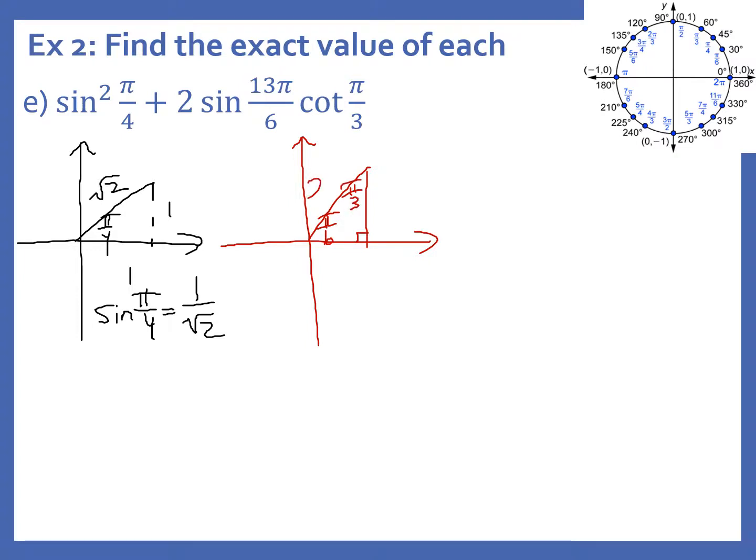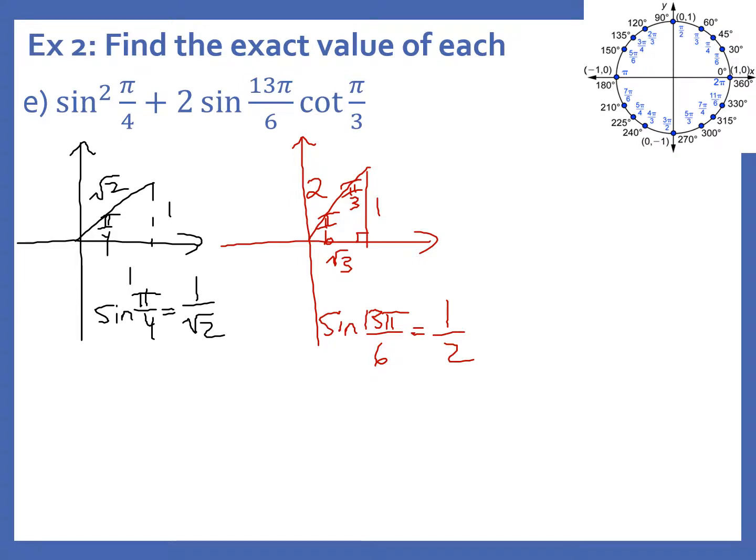Our special triangle, that's 2. Across from the pi over 3 is the root 3, and 1. And they're all positive. So sine 13 pi over 6 equals opposite over hypotenuse, or y over r, 1/2. And again, they're all positive.